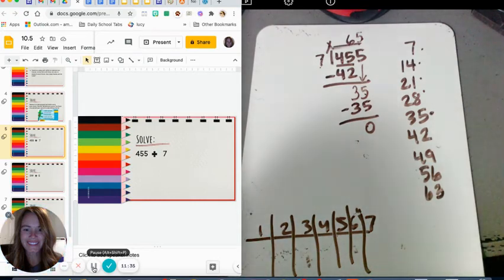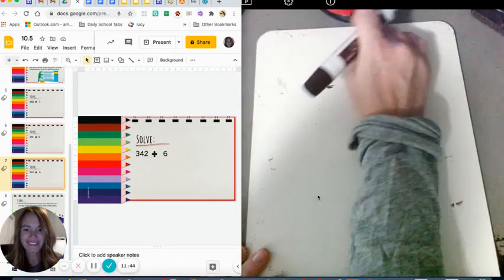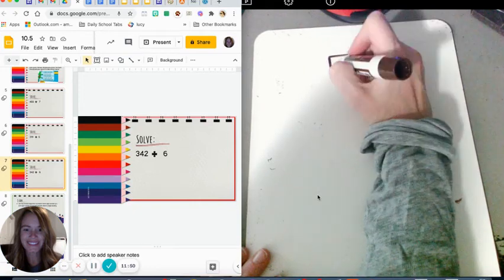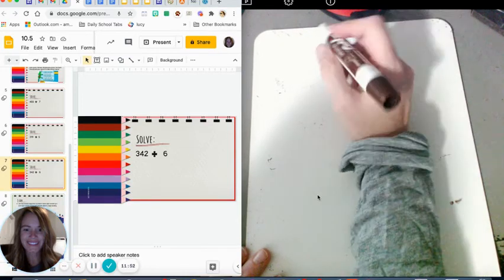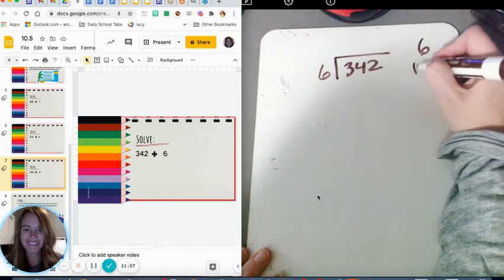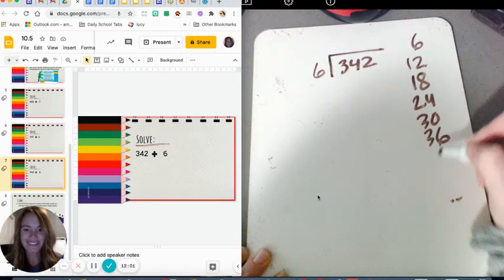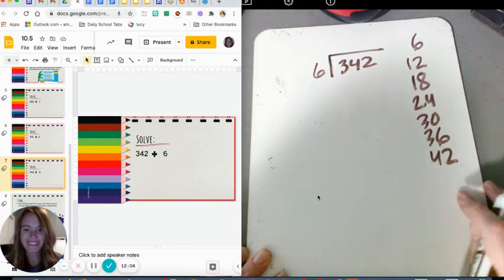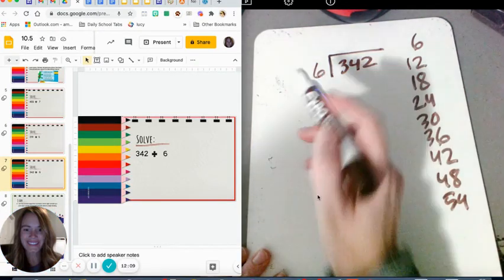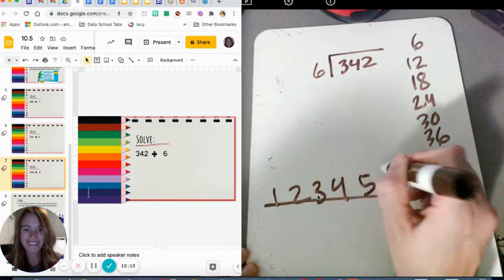Let's give another one a try. Let's try one last problem. Let's try 342 divided by 6. So let's put our multiples of 6 here. 6, 12, 18, 24, 30, 36, 42, 48, 54, and that's times 9. So I always like to think of how many groups I have. 1, 2, 3, 4, 5, 6.